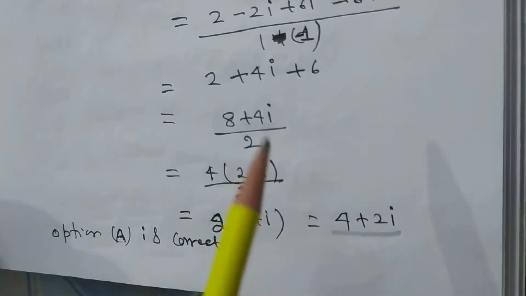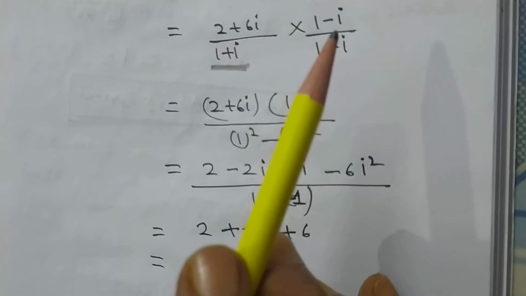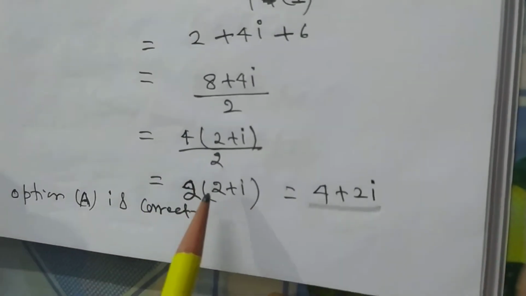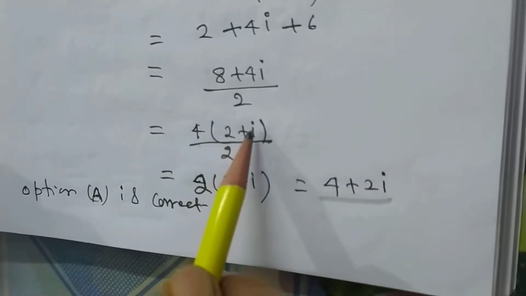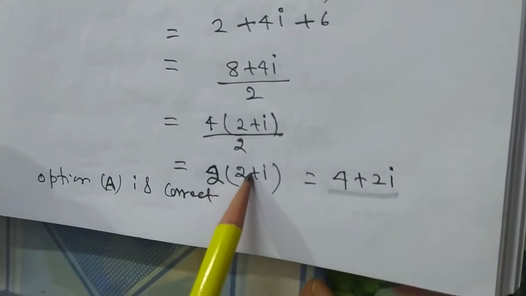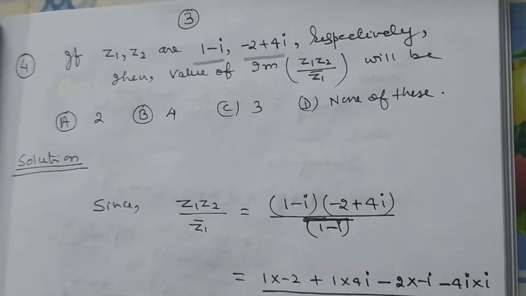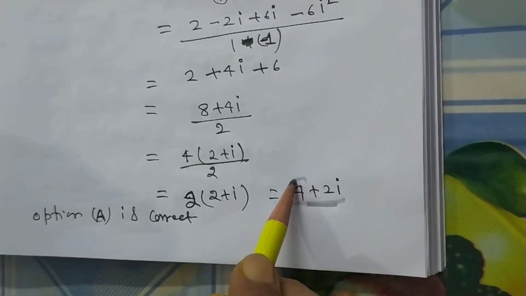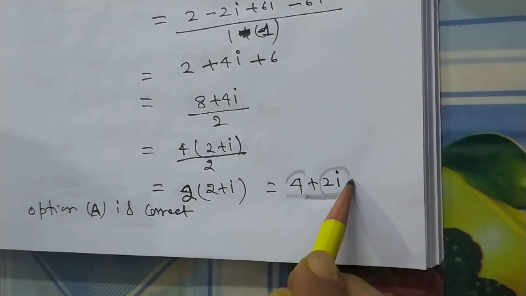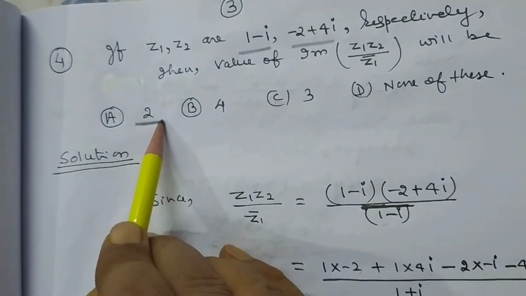My dear student, by multiplying the complex number by 1 minus i over 1 minus i, we will get 8 plus 4i by 2. That is, by taking common 4, it will be 2 plus i by 2. It is 2 into 2 plus i, and it is 4 plus 2i. Option A is correct. What is given? Imaginary part of z1 z2 divided by z1 bar is equal to how much? 2i. So option A is correct.